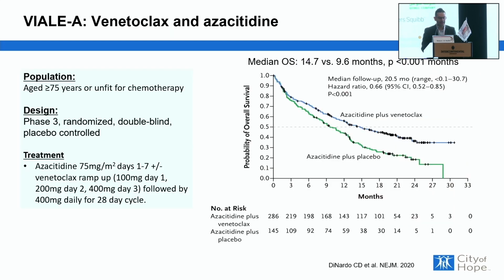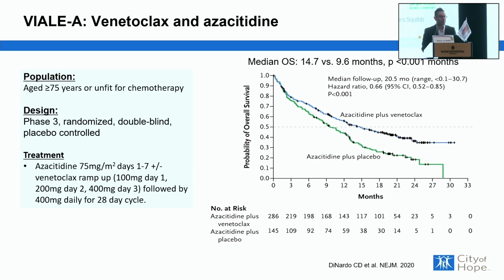And this was a landmark study where patients above the age of 75, unfit for chemo, got randomized to AZA with or without venetoclax. With venetoclax versus placebo, actually. CR/CRi was around 65% versus 30% in those patients who received azacitidine alone, while CR was 35% versus 17% in this patient population.